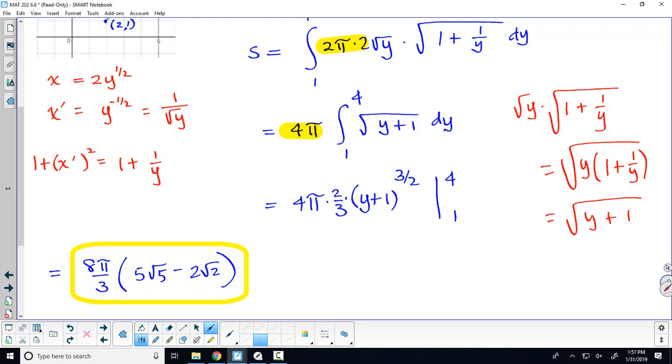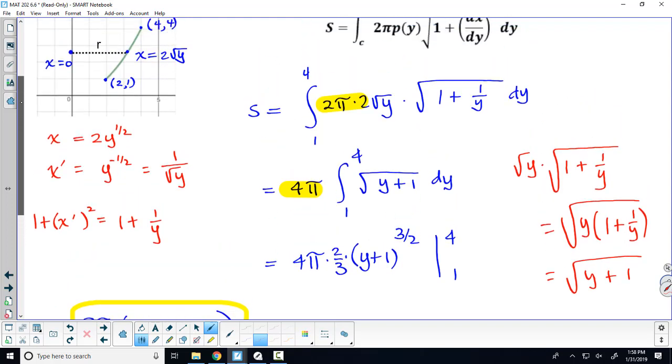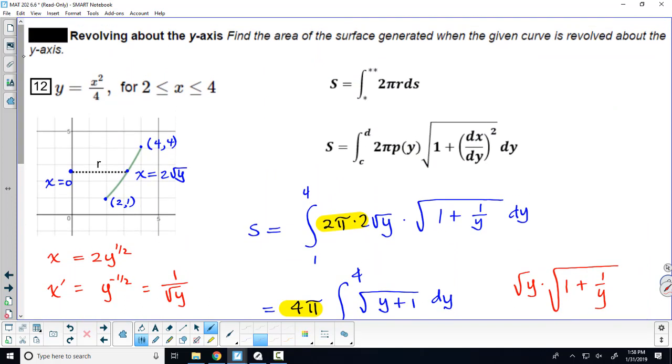Yeah? I think because they told us. Yeah, so they said that we're going to rotate about the y-axis. So for surface area, if you're rotating around the y-axis, you would have to go with respect to y. If you're going around the x-axis, you'd have to go with respect to x. Yeah, so that's B. Any other questions? So here is your general formula. This is the thing you want to have in your mind for surface area: circumference times ds.